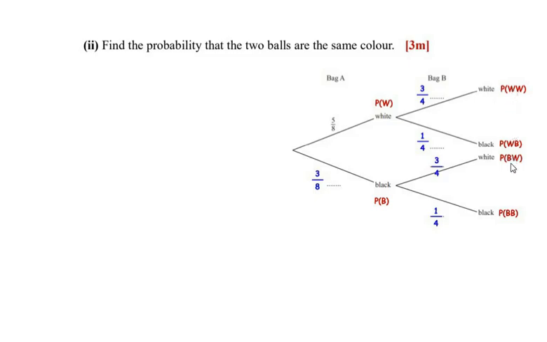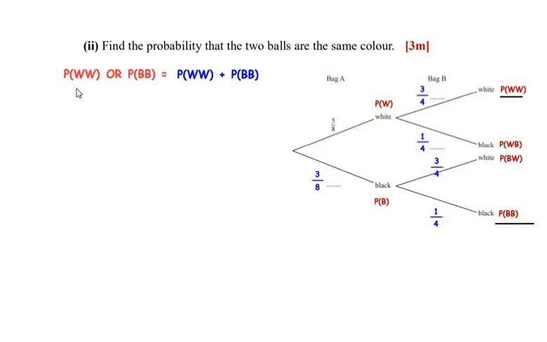So here we had got in the tree diagram P of WW, that is the probability that he picks up a white ball followed by a white ball. And the second probability to get the same colors is if Kyle picks up black ball followed by a black ball. So here we get probability of getting white ball followed by a white ball or probability of getting a black ball followed by a black ball.